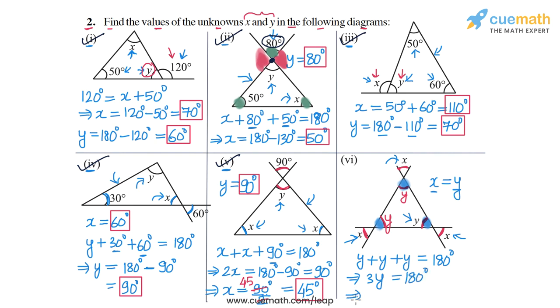So now we divide by 3 on both sides. So we will get y equal to 180 divided by 3, and 180 by 3 is 60. So we will get y is equal to 60 degrees. And because x is equal to y, so we will get x also equal to 60 degrees. So in part 6, the answer is that x is equal to 60 degrees and y is also equal to 60 degrees. So this completes part 6, and with this we have completed all the parts of question number 2.